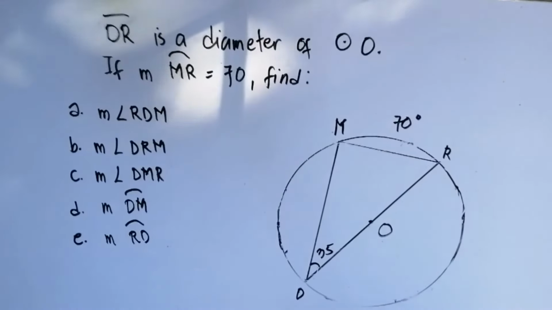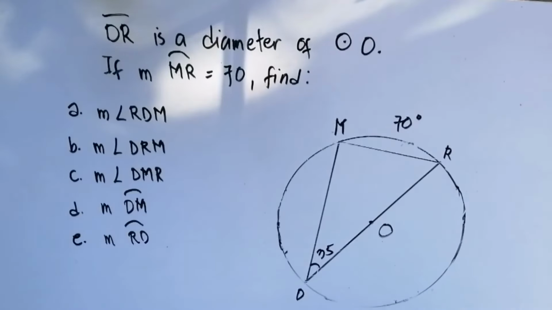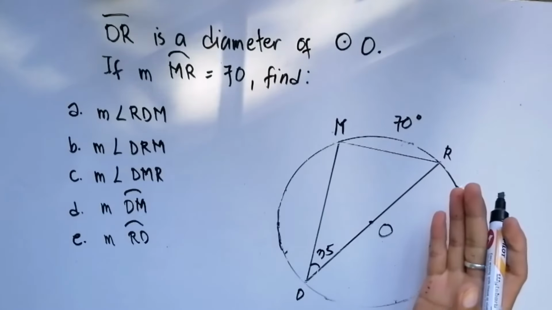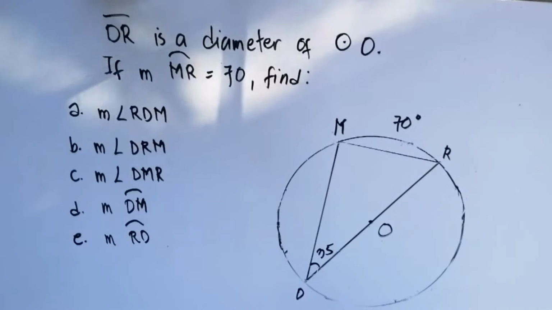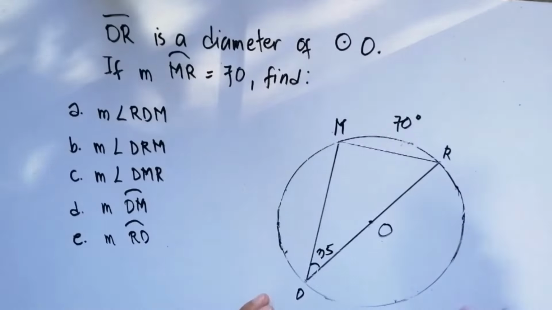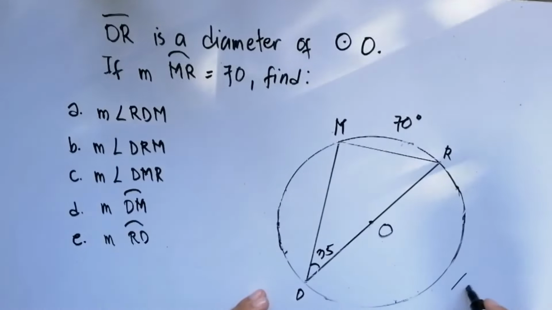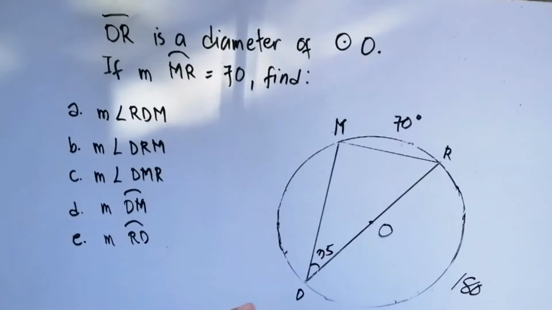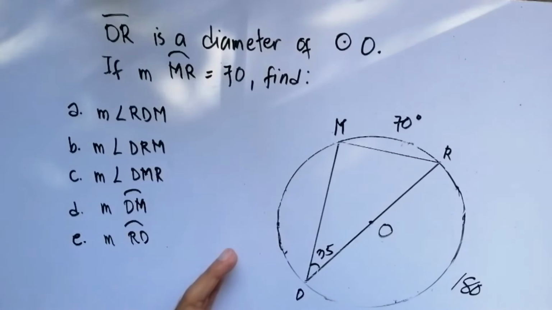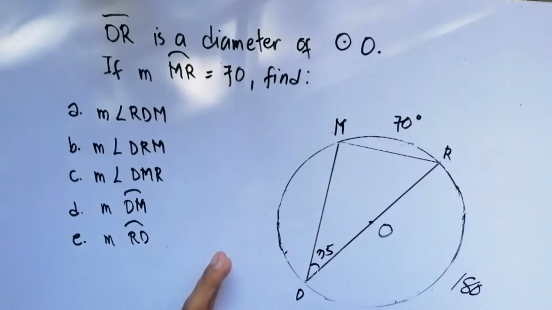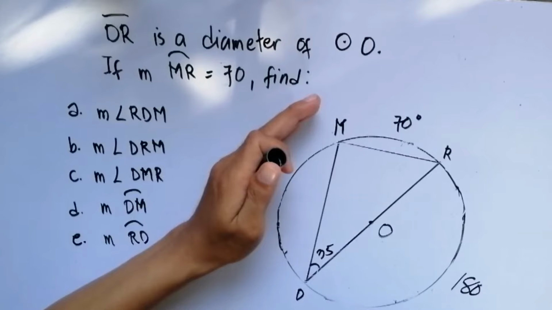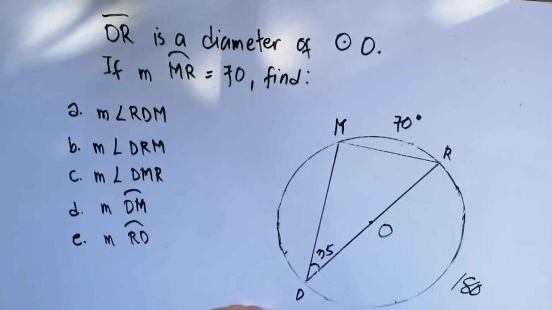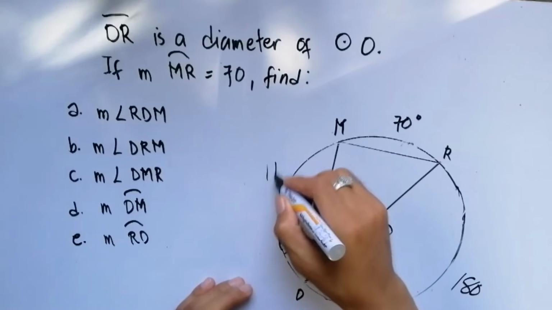That is the measure of this angle. Next, one leg of the given triangle is the diameter. So therefore, the measure of this arc is 180. That is 1/2 of 360. Then another side is 180 minus 70. That is the measure of arc MD or DM, so that is 110.